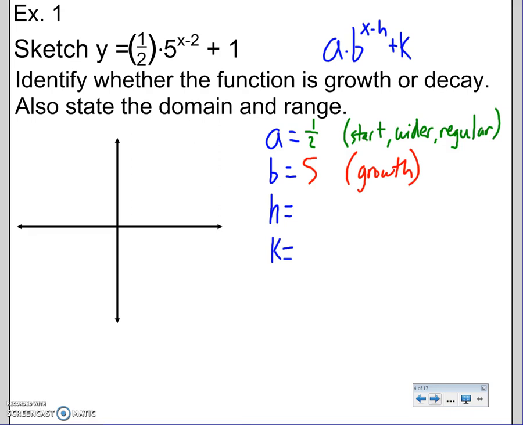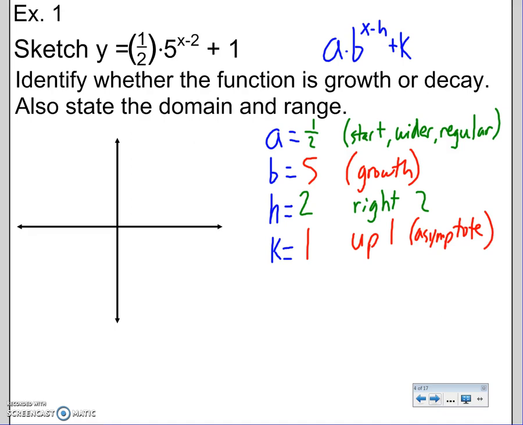H. Now, remember, that means right 2. That is the opposite of H that's being shown. So H is actually positive 2. That's why it says right 2. Because the opposite of H goes next to X. Then K is 1. So that means it's up 1. That's also our asymptote, which will help us figure out the domain and range.